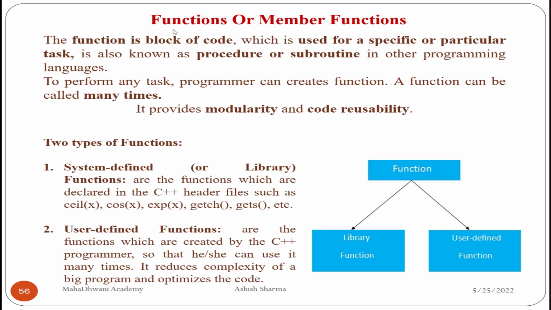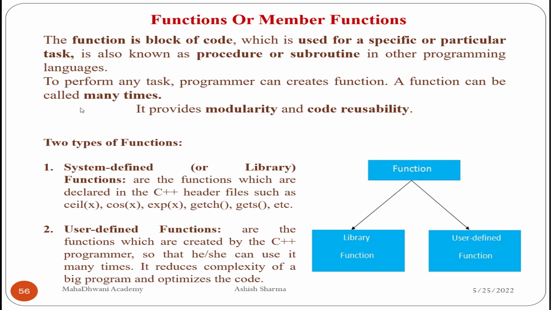So now, first is functions or member functions. A function is a specific block of code which is used to perform a specific task. This is called a function. A function is a block of code used for a specific or particular task, and is known as a procedure or subroutine in other programming languages. To perform any task, a programmer can create functions. Function is a behavior of your product. Function is a behavior of a program. So a programmer can create a function for a specific task.